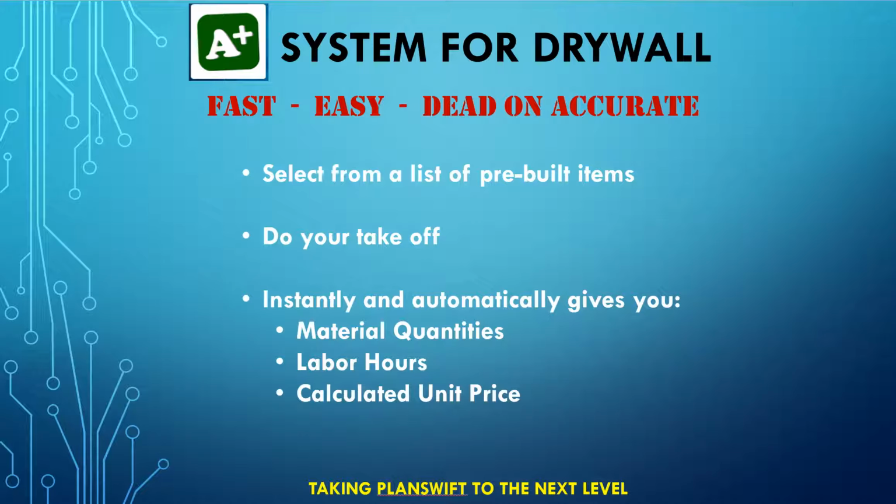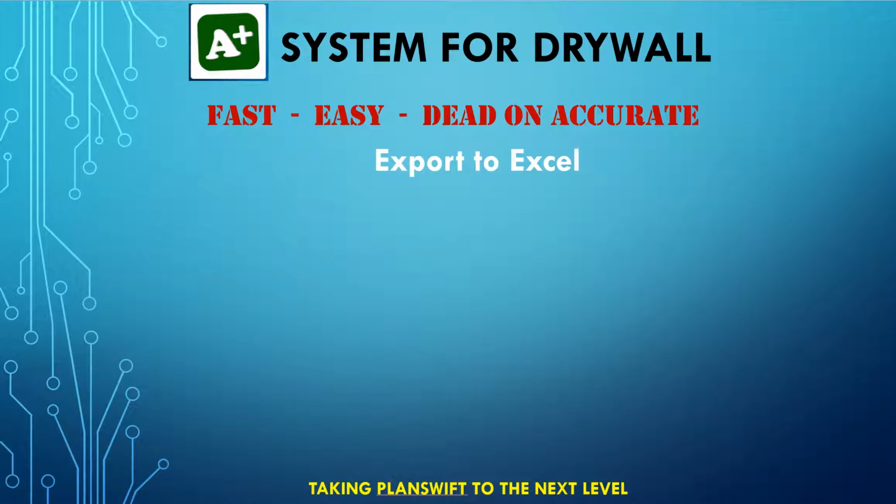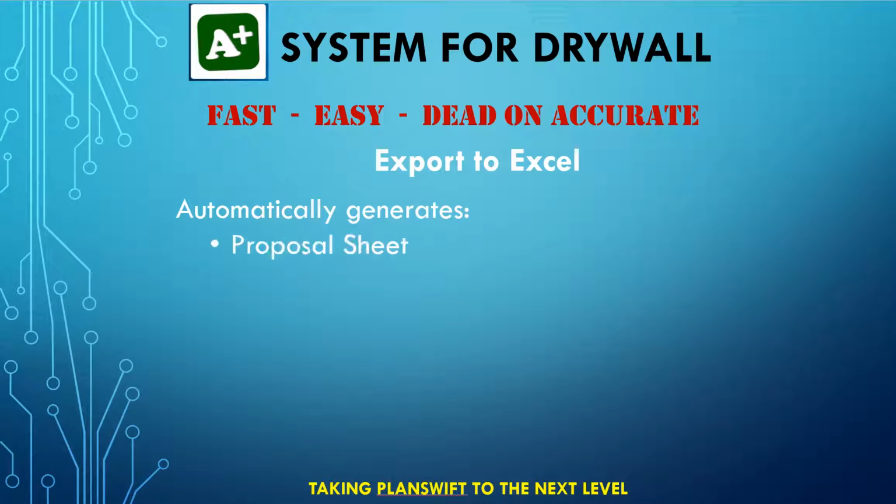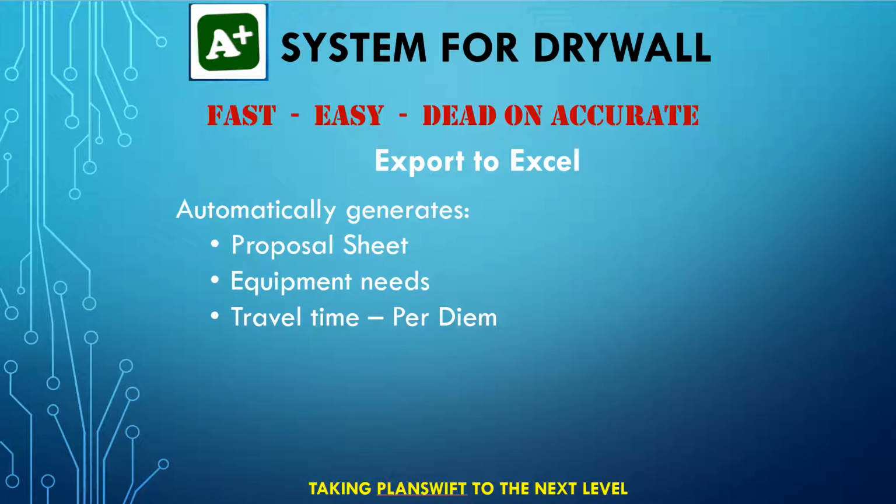On the back end is what we call our back end features, which comes from exporting to Excel. From PlanSwift, you export to Excel, and then in Excel, it will automatically generate for you a proposal sheet ready to give your customer. Add equipment needs, such as lift equipment. One click to calculate travel time and per diem based on the defaults you set up.